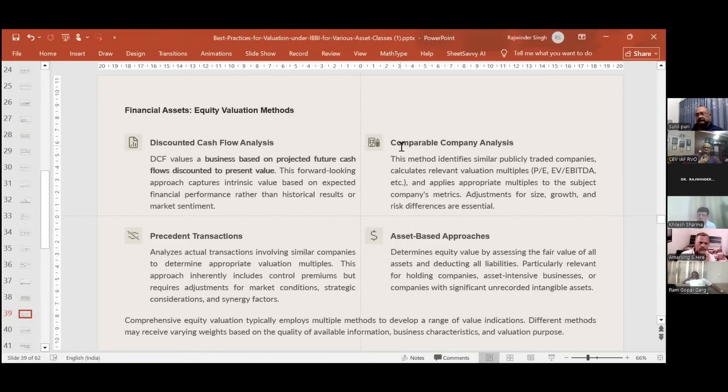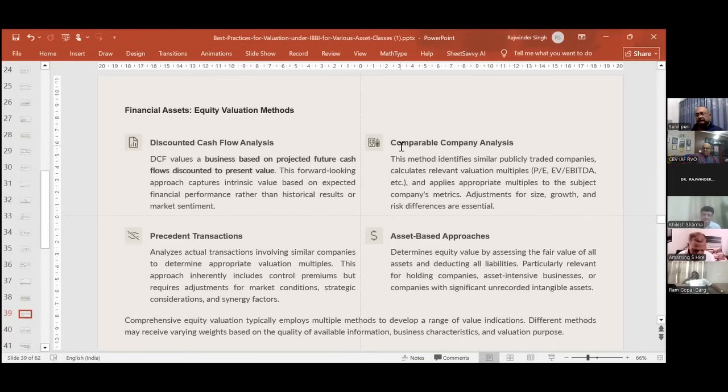The third method is precedent transactions. This method analyzes actual transactions involving similar companies to determine appropriate valuation multiples. This approach inherently includes control premiums, but requires adjustment for market conditions, strategic considerations, and synergy factors.